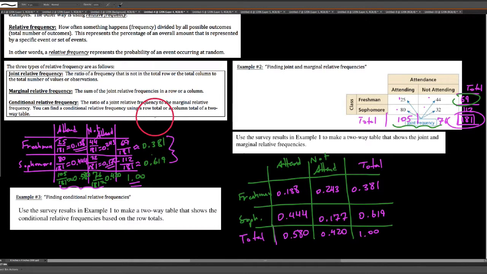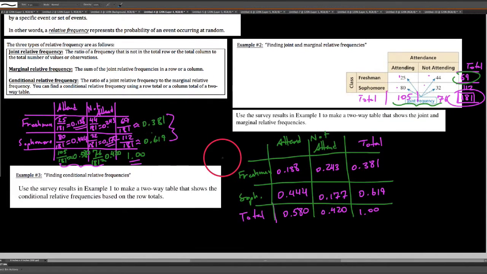Now with respect to a conditional relative frequency, here's what we're attempting to do. We want to make a two-way table that shows the conditional relative frequency based on the row totals. I want to highlight that we're making these conditional relative frequencies based upon the row totals. So we're going to take everything in this particular row and divide it by the row total, in this case 0.381. Down here in this row, we have 0.444, and we're going to divide that by 0.619, which was the row total. And we're going to divide this here by 0.619, which is our row total.